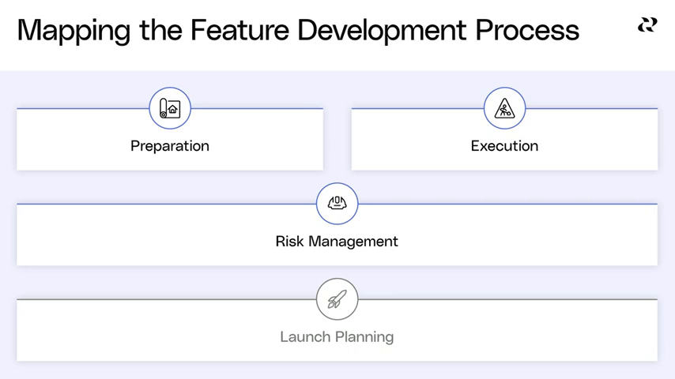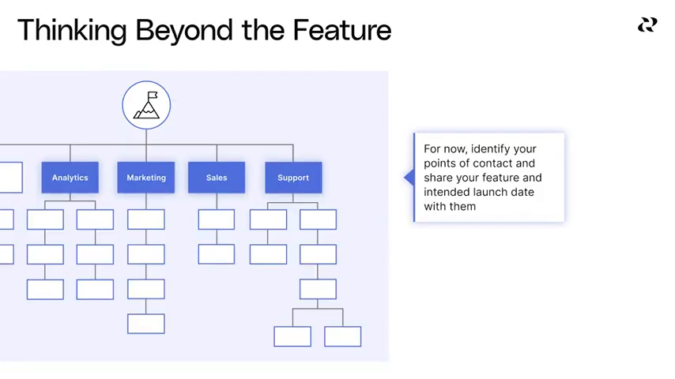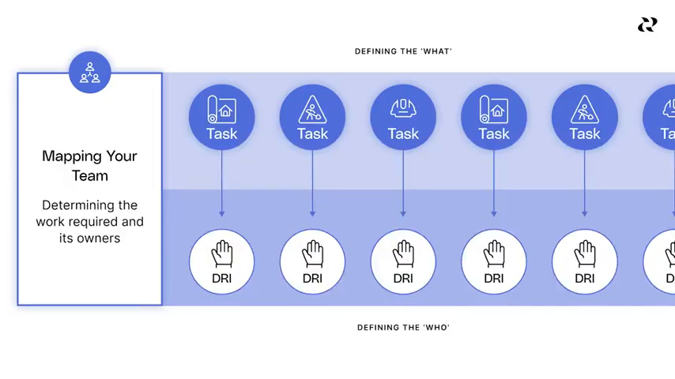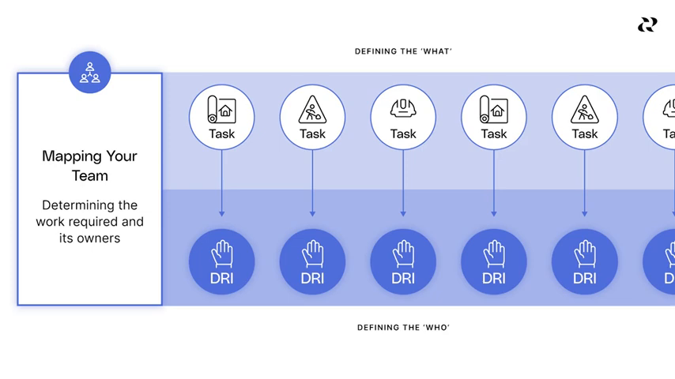We'll talk about how to effectively plan for launch using the launch readiness checklist in the next module. For now, identify your points of contact in each of these key functions and share your feature and intended launch date with them so they can start to identify what work is needed on their end to plan for launch. We've now identified all the work that needs to get done during feature development. In the next lesson, we'll share guidance that will help you map your team to these activities.